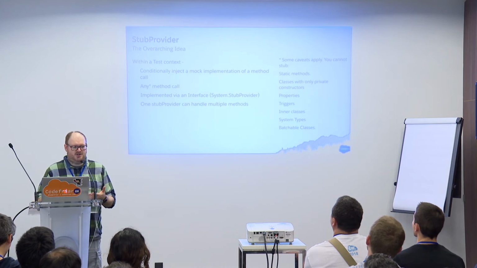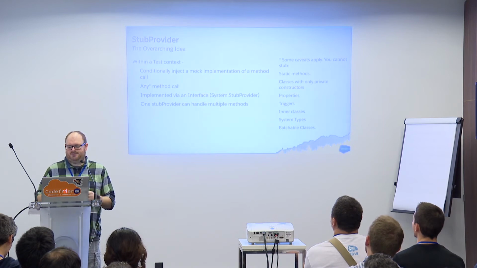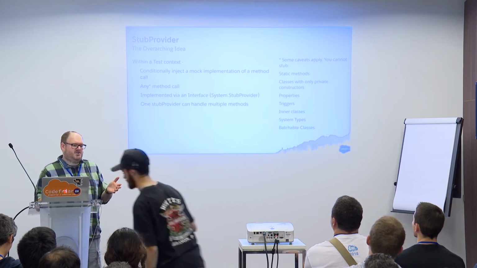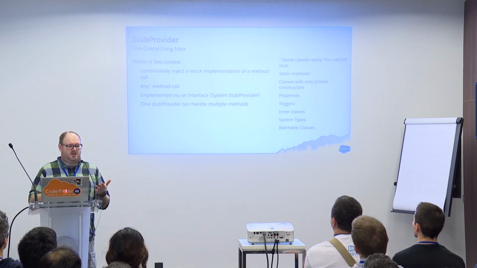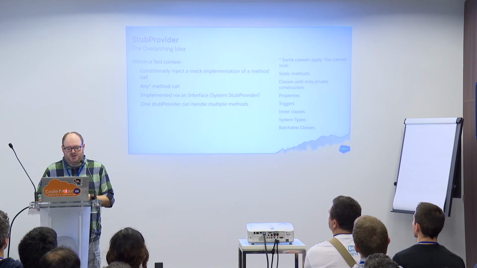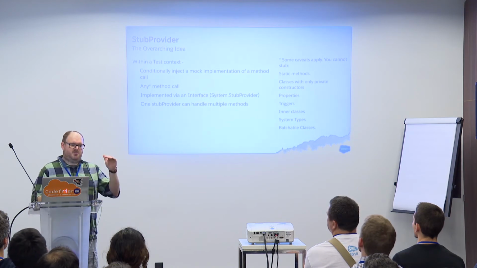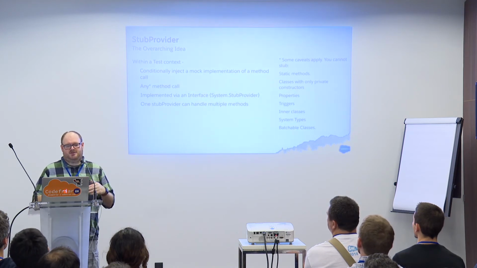You can't do properties because they're basically static methods, that sort of thing. You also can't stub a trigger, that sort of stuff. So beyond that, you can do anything that you're custom coding, you can basically write a stub for. When you do this, you're going to implement the stub provider interface. We'll see that in just a second. And you can write a stub provider interface that can handle multiple methods.